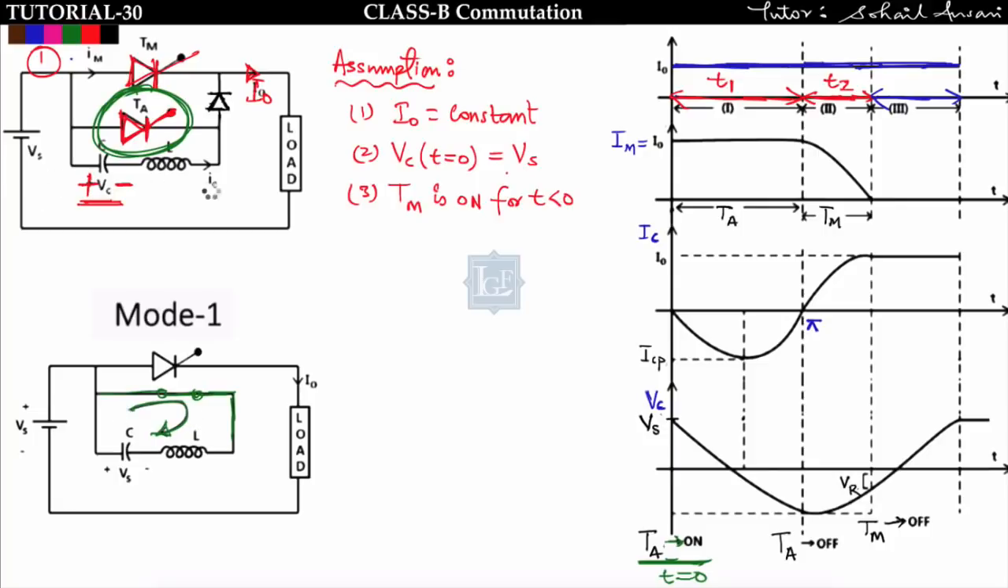Now see here, the capacitor current, the actual direction is from left to right, but I have assumed that the capacitor current is flowing like this. This is the assumption. I have assumed that IC is flowing from left to right, but when you trigger this thyristor TA, the current will flow opposite to this IC. Then what will be the equation of IC of t? The IC of t will be minus ICP sine omega naught t. This I have explained in lecture number 6, how this equation comes.